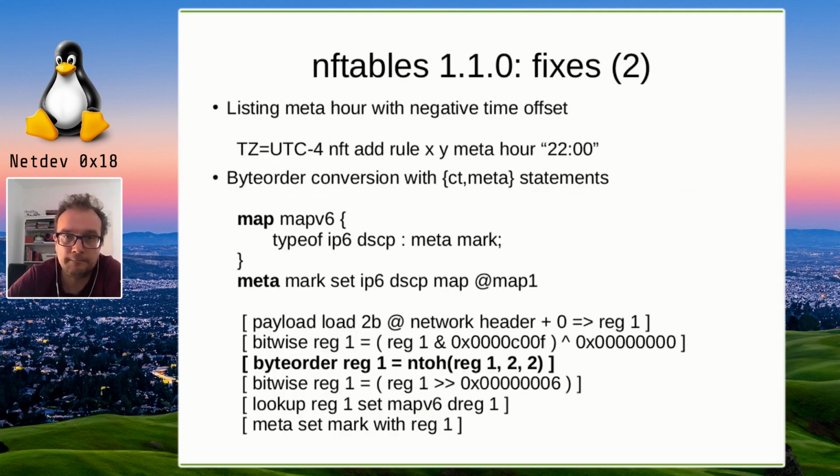Then we have fixes for listing meta hour. There is an issue with negative time offset. There is another issue with ranges that cross the day. So for time zones that were negative, this was not working, and so now the listing is correct. And there was another issue if you specify a range that is crossing one day.